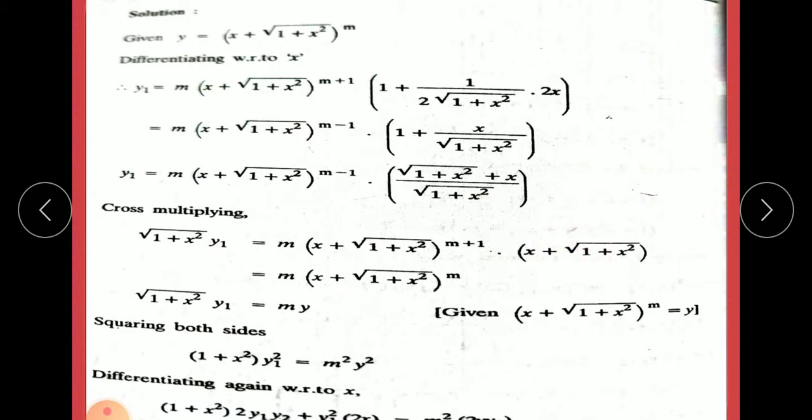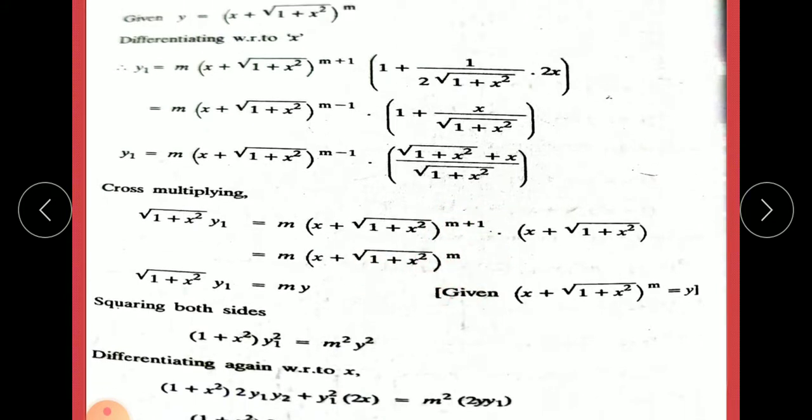Now m plus, here also it's wrong, m minus 1. M minus 1 into that term. So it will cancel and we get the answer as m. Okay, so here also please make a change. It is a printing mistake: here plus will become minus, here also plus will become minus. And this term we have taken as y as given in the question, so this can be written as my. Now squaring on both sides, 1 plus x squared into y1 squared equals m squared y squared.